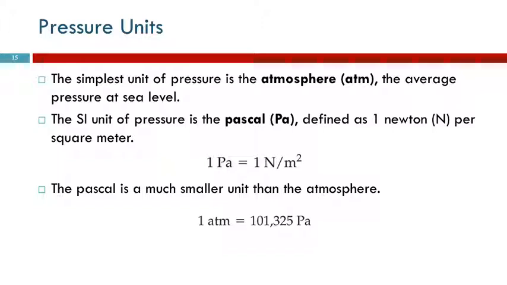That's not a unit that we use in chemistry, but that indicates what pressure is. It's a force over an area, force divided by area. So Newton is a unit of force, and then square meter is a unit of area. The Pascal is a much smaller unit than the atmosphere. 1 atmosphere is actually 101,325 pascals. You might need this relationship occasionally, but you shouldn't memorize that.